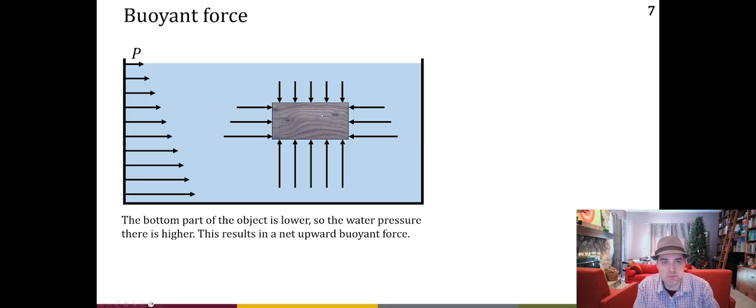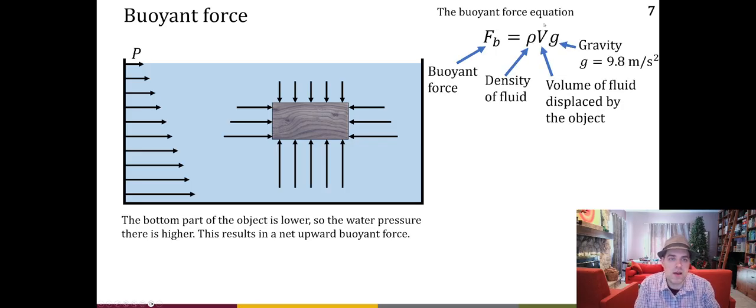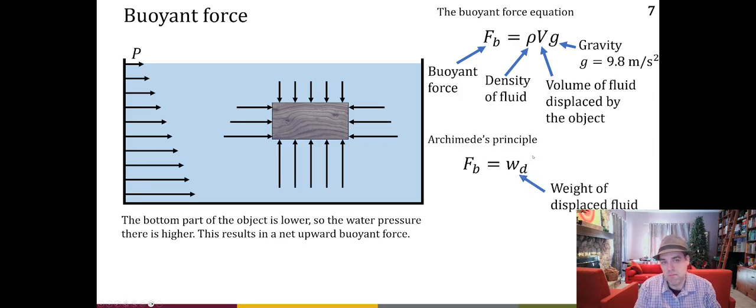And we have an equation for this buoyant force, and that is the buoyant force is the density of the fluid times the volume of fluid displaced by the object times gravity. Now, when the object is fully submerged, this volume here is going to be the volume of the object. But when it's floating, it's just going to be the volume of fluid displaced by the object. This is the same thing as Archimedes' principle, where the buoyant force is equal to the weight of the fluid displaced. This rho Vg here is just another calculation for the weight of the fluid displaced.